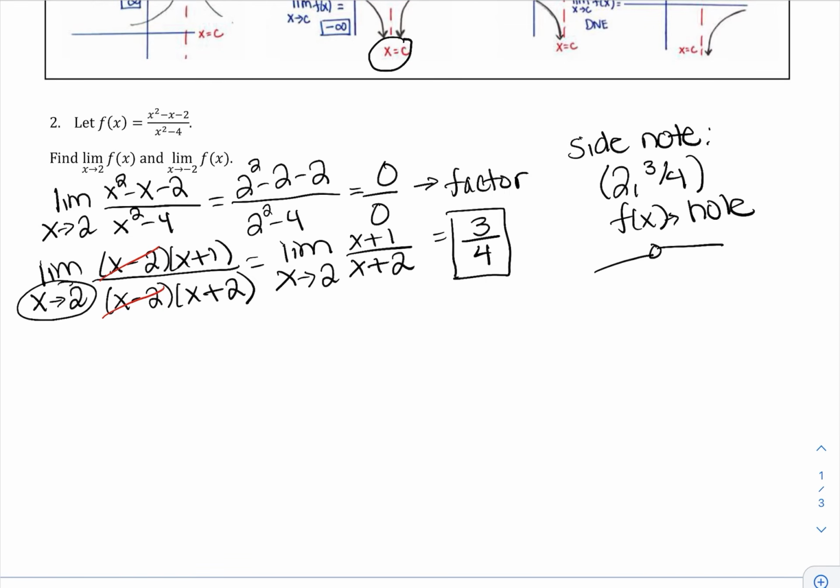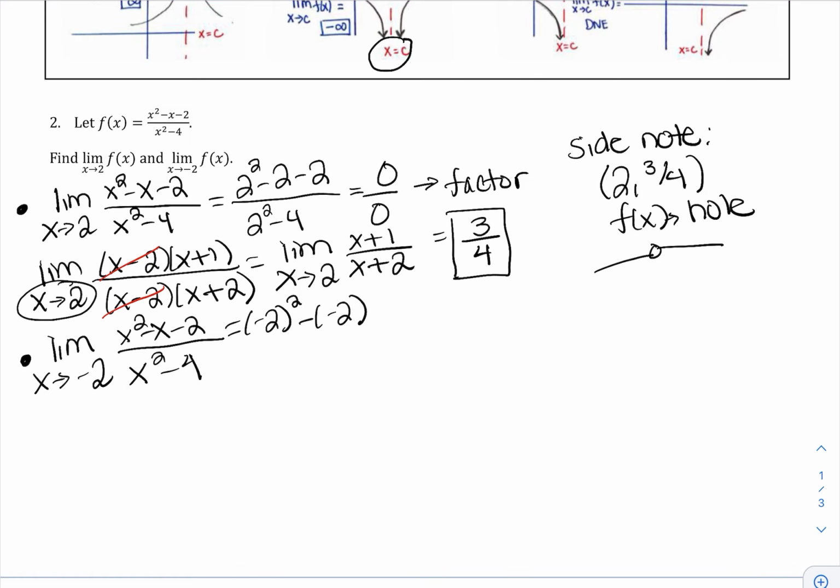Let's do the next one. So let's do a little bullet point here to kind of separate the two. We have the limit as x approaches -2 of x squared minus x minus 2 over x squared minus 4. We're going to plug in. We're going to have -2 squared. Don't forget your parentheses. Minus a -2 minus 2 over a -2 squared minus 4. So in the top, I'm going to have 4 plus 2 minus 2. So 4 plus 2 is 6, minus 2 will give me a 4. And then the bottom is still going to be 4 minus 4, which is 0.